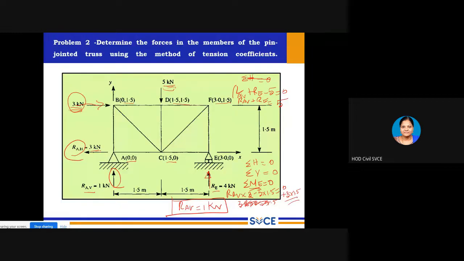Then in this problem, which joint can we start with first? We can start with A or E, because at A you have two unknowns. That is, AC and AB, two members are there. So we can start with joint A.